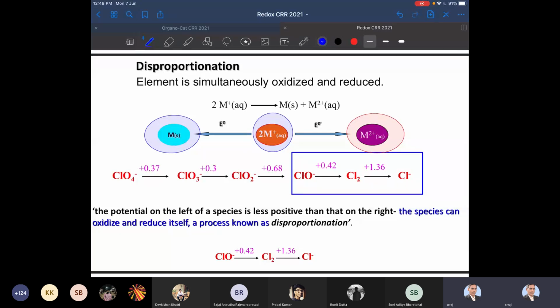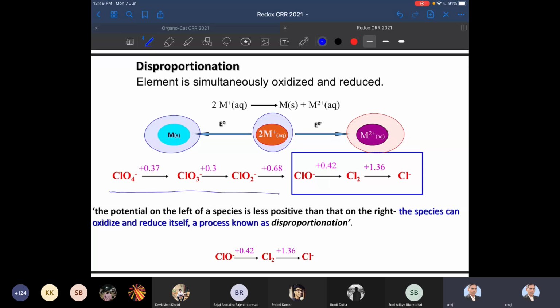Now, how do I know that? In the chlorine Latimer diagram that is given, how do I know that? You can look at the potential very carefully, right? I have written it very carefully. The potential on the left of the species is less positive than that on the right of the species, but that can oxidize and reduce itself. The process we call a disproportionation reaction. A simple thumb rule, we can work out whether it is a thermodynamically feasible reaction. Yes, both the oxidation and reduction reactions are thermodynamically favorable.